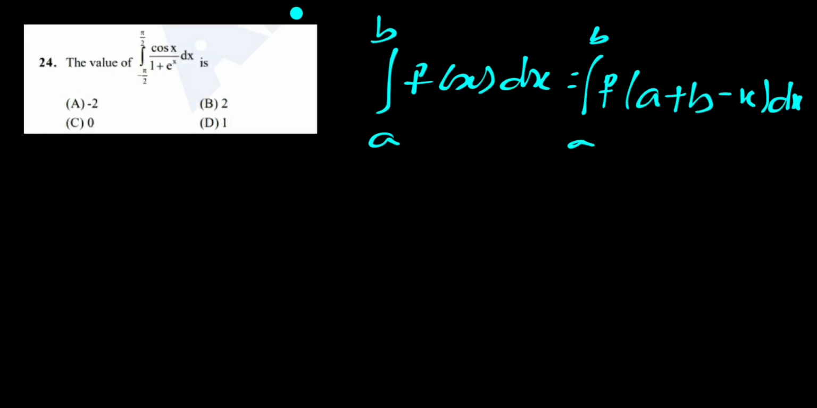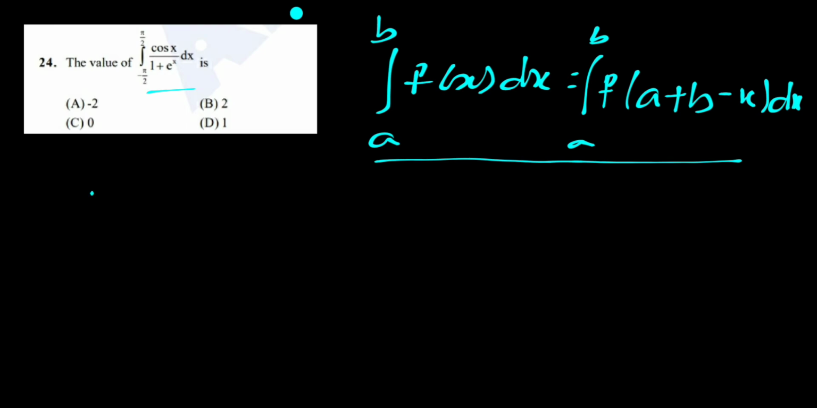Next, problem number 24. The value of integration from minus pi by 2 to pi by 2 of cos x by 1 plus e power x dx is. So I'll use this formula: integration a to b f of x dx is equal to integration a to b f of a plus b minus x dx. This is the definite integrals property.